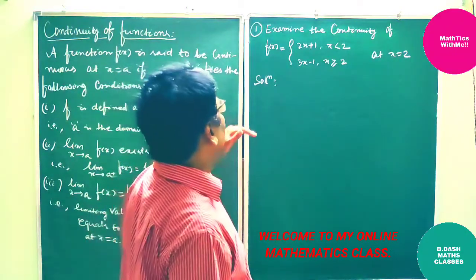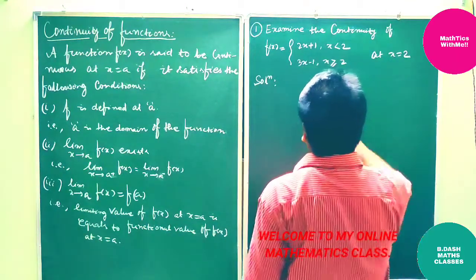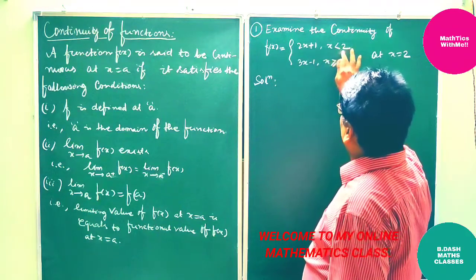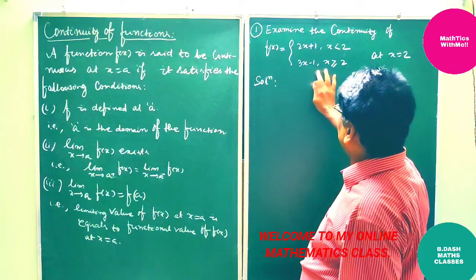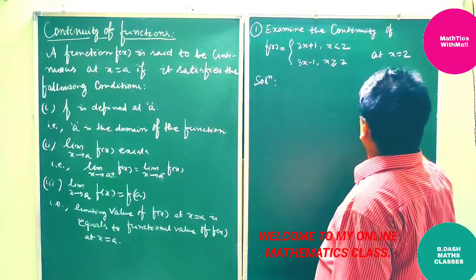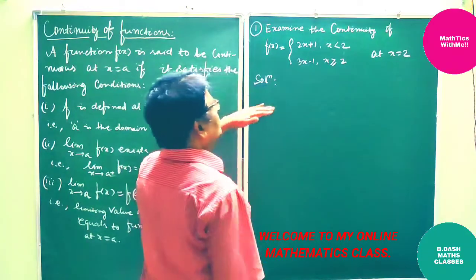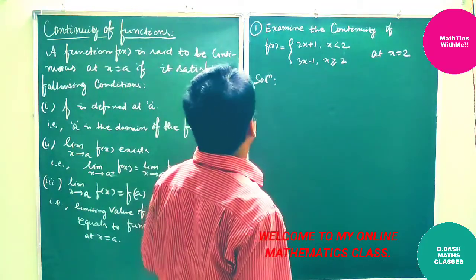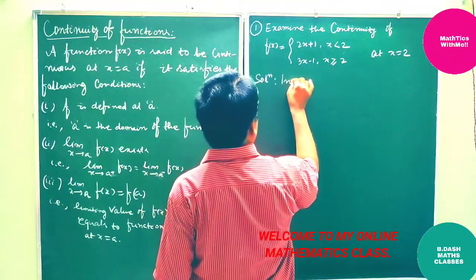So let us solve a problem based on this definition. Examine the continuity of f of x is equal to 2x plus 1 when x is less than 2, and f of x is equal to 3x minus 1 when x is greater than or equal to 2, at x is equal to 2. So we have to test the continuity. Let us verify the following conditions.